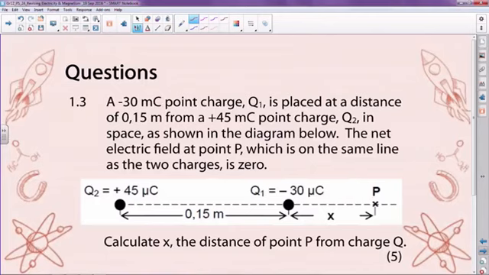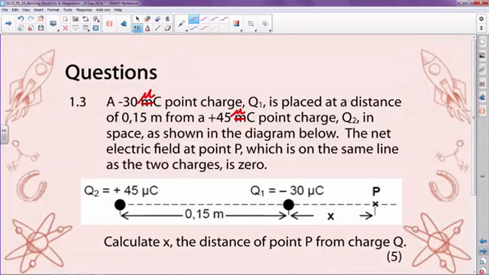So they tell us that we have, now in the question it says millicoulombs there. This should actually be microcoulombs, okay? We have a minus 30 microcoulomb point charge, Q1, placed a distance of 0.15 meters as shown from a +45 microcoulomb, that was me typing funny, point charge, Q2 in space, as shown in the diagram below. So we've got the diagram.